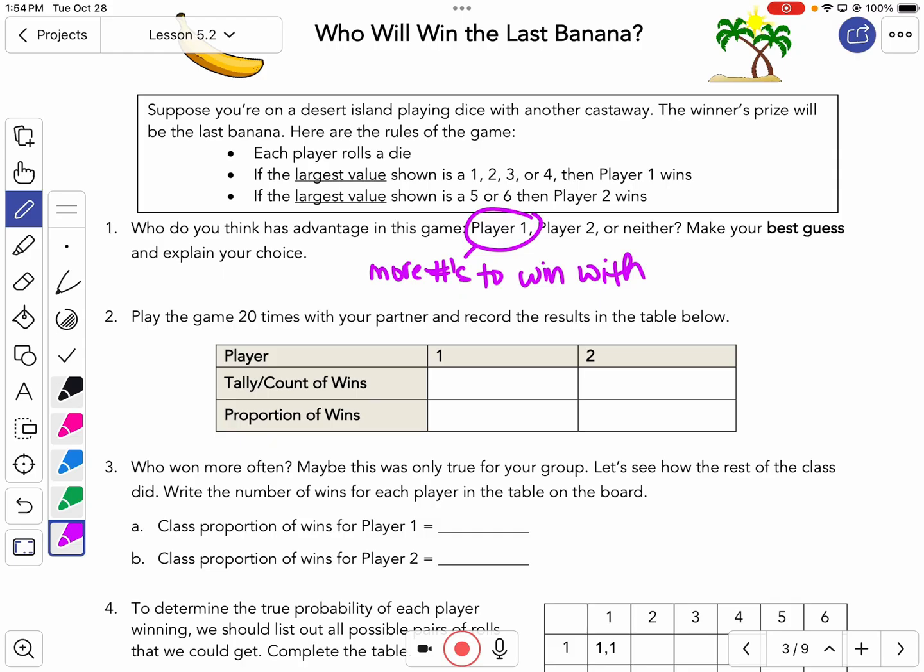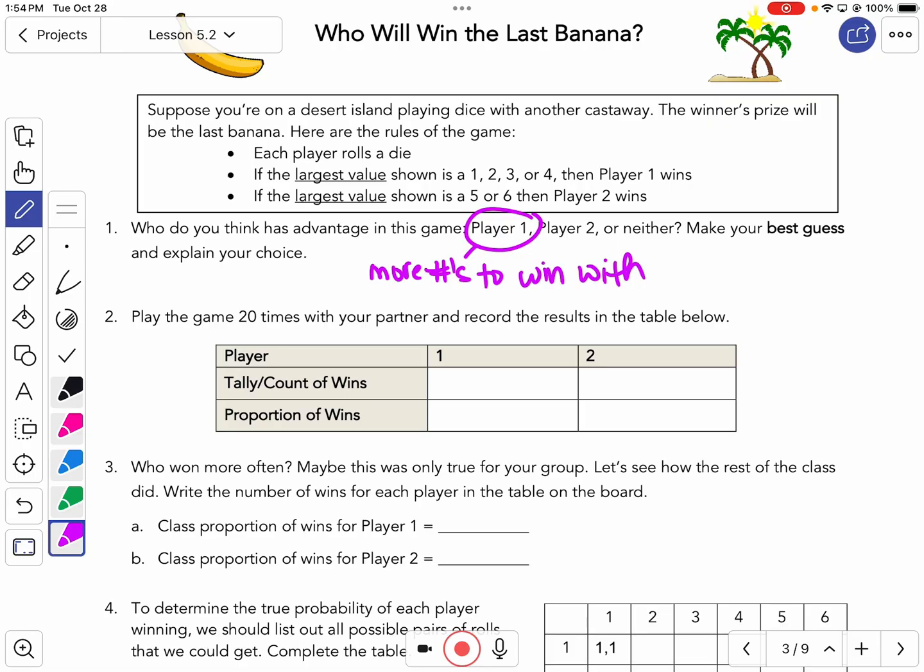Okay? Doesn't matter whose dice it shows up on. I have a 5 and a 1. Who wins this time? Player 1 or player 2? Player 2. Okay? And so what I would do is put 2 marks in the player 2 column, and we would toss the dice 20 times, and just keep up with how many times we win.